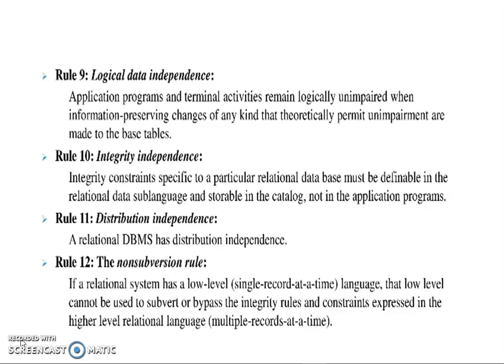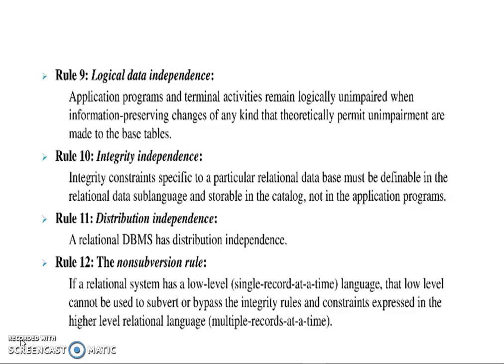Now the next rule, rule number 11, is distribution independence. The distribution of the database at various locations should not be visible to the end user. Always remember, the distribution of the database at various locations should not be visible to the end user. The user should always get the impression that the data is located at one site only. It means that even though the data is distributed, it should not affect the speed of access and performance of that data compared to a centralized database.